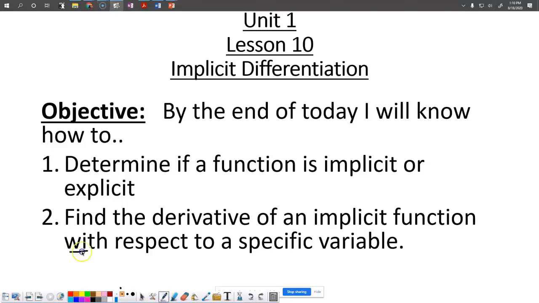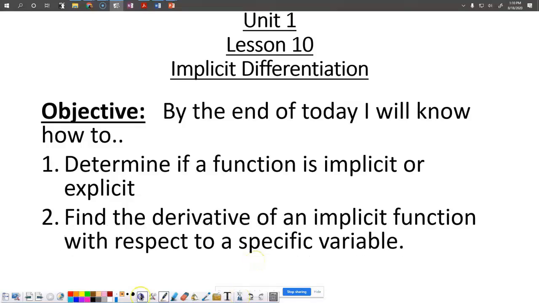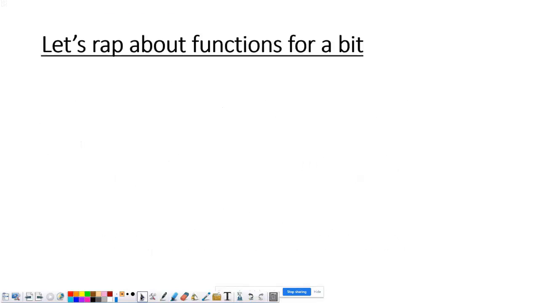And then after that you should know how to find the derivative of an implicit function with respect to a specific variable. So the beginning of our lesson is going to be focusing on this little statement down here. It's something that we've been saying a lot lately but haven't been spending a lot of time on. So it's going to get a little bit more focused today. What does it mean to do something with respect to a certain variable? Well, let's take a look at it.